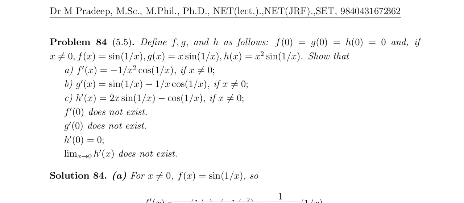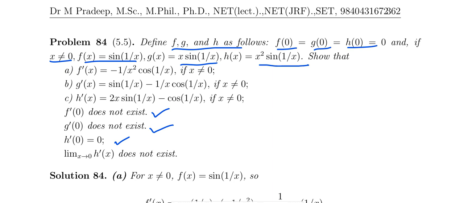The same way, these are other examples: f, g, h, with f of 0, g of 0, h of 0 all equal to 0. The function is f of x equal to sin of 1 by x for x not equal to 0, g of x equal to x into sin of 1 by x, and h of x equal to x square into sin of 1 by x. They are asking whether the derivative exists. f dash of 0 doesn't exist and g dash of 0 doesn't exist, but h dash of 0 equals 0, which means the derivative at the point 0 is 0. g dash of 0 doesn't exist.